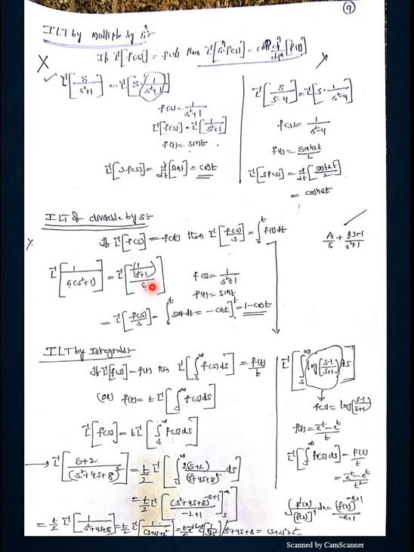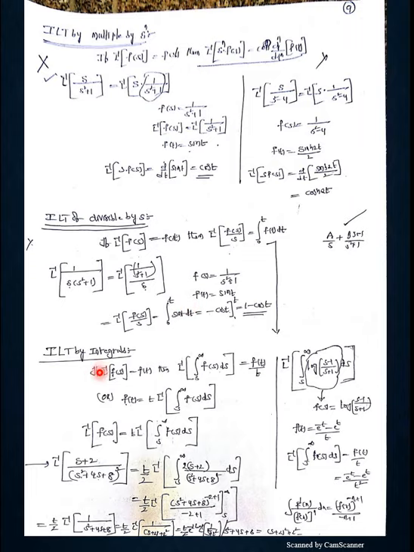What is f of s here? 1 by s square plus 1. So that is sin t. So L inverse of f of s by s is what here? Integral 0 to t sin t dt. Sin t integration is what here? Minus cos t, from 0 to t. Then its value is 1 minus cos t. Either you go by partial fractions or by this, anything will give the same. But it's your choice.